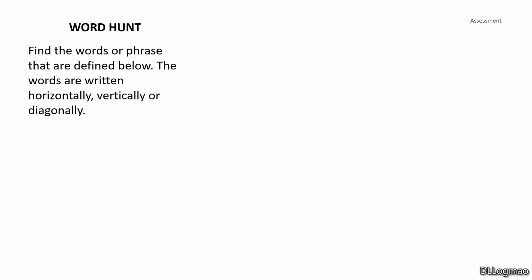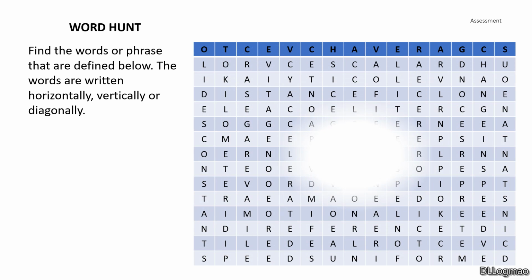This is a word hunt. Find the words or phrase, no space between words, that are defined below. The words are written either horizontally, vertically, or diagonally on the table. Once all the items are displayed, pause the video until you have answered all and find the words on the table. Continue to the next items when done.